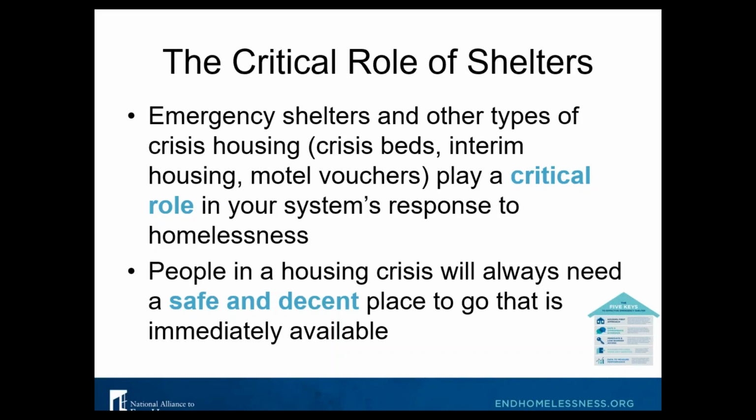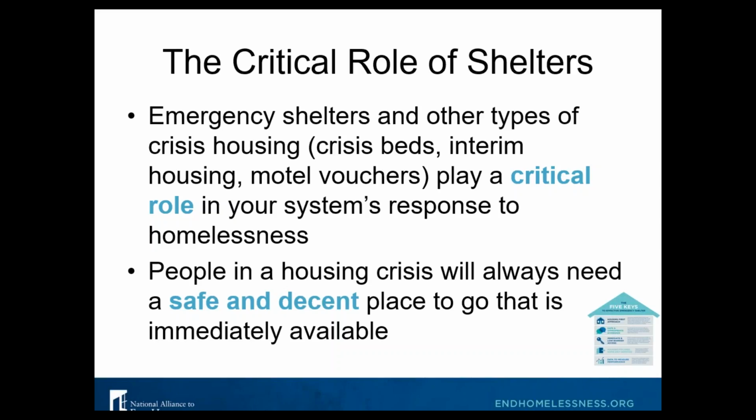All shelters in a community don't have to be low barrier, but every community needs enough low barrier shelter so that anyone who needs that place to go when they're in a crisis has a bed and a safe place to stay, especially if there are people who are living on the street or other places not meant for human habitation. If your community has a high unsheltered population, or really any unsheltered population, it may be because you don't have enough low barrier shelter.